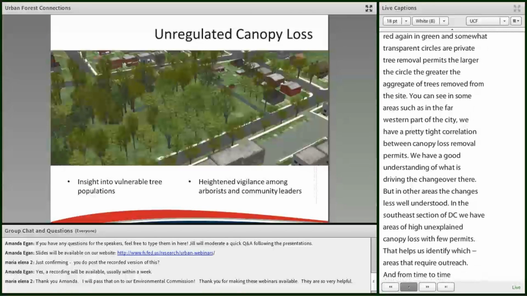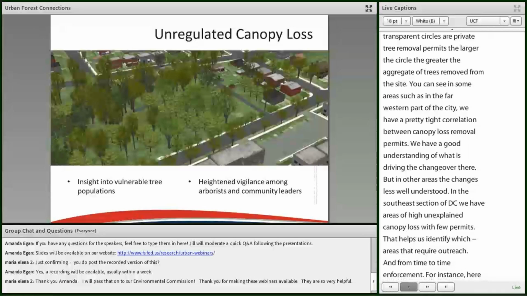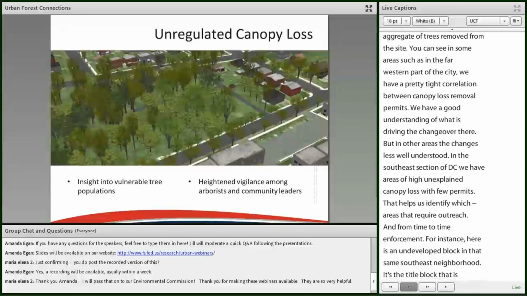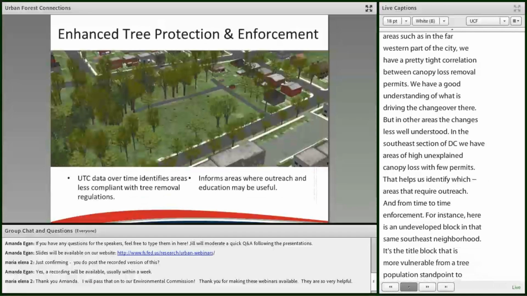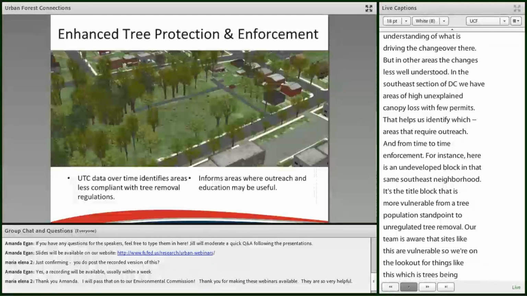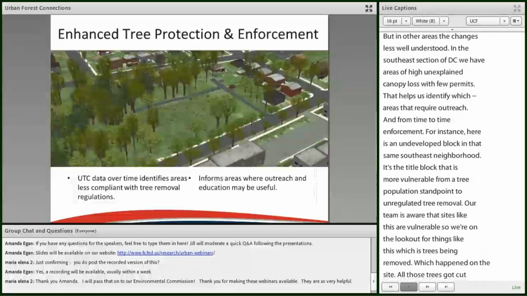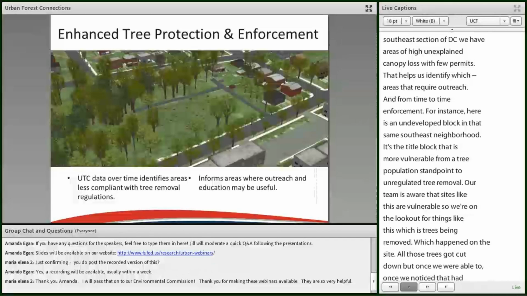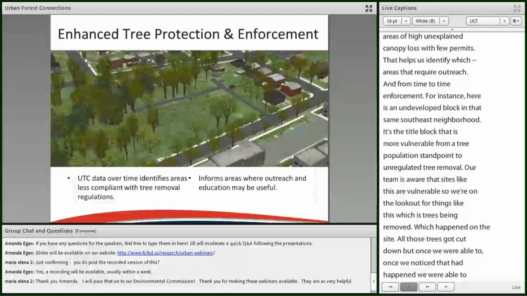So for instance, here's an undeveloped block in that same southeast neighborhood. It's the type of block that is more vulnerable from a tree population standpoint to unregulated tree removal. And our team is aware that sites like this are vulnerable, so we're on the lookout for things like this, which is the trees being removed, which happened on this site. So all those trees got cut down, but once we noticed that had happened, we were able to immediately gather details about where the trees had been to try to solve what had occurred on this site.